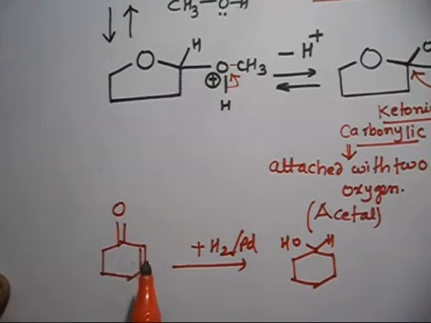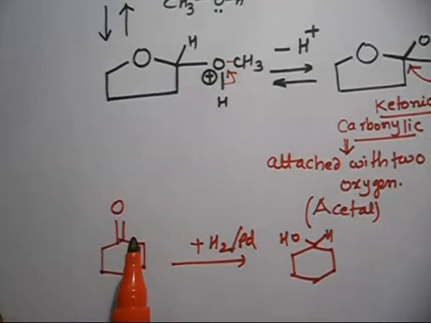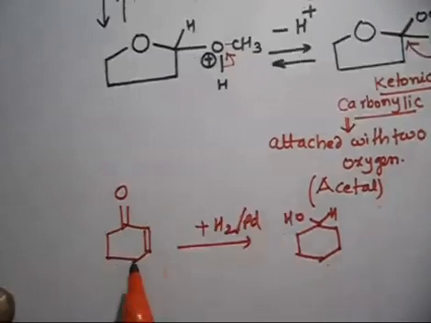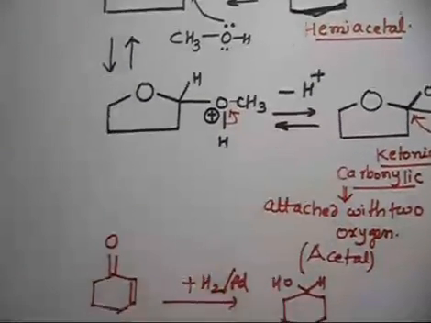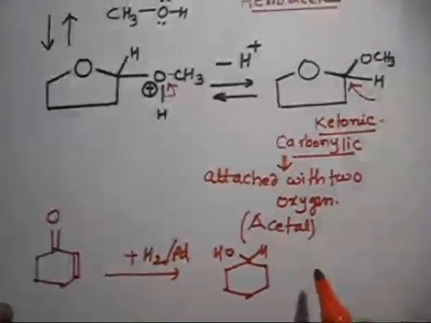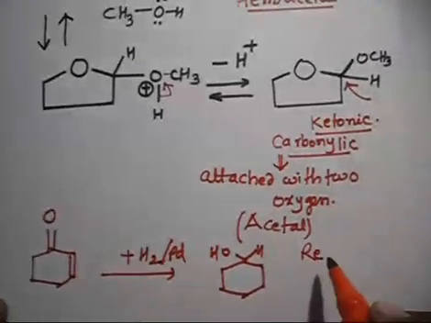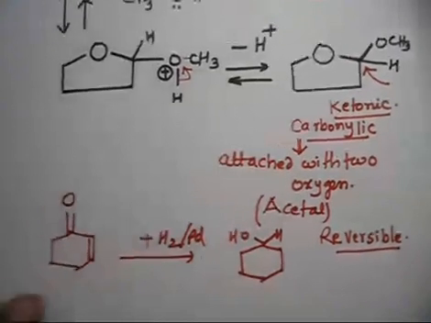Now if I want to reduce only the double bond, and I don't want to reduce the carbonylic carbon, I can make the hemiacetal and then do reduction. And all these steps are basically reversible. So hemiacetal and acetal formations are reversible. So this also is an important point. Acetal formation is reversible. All steps are reversible.